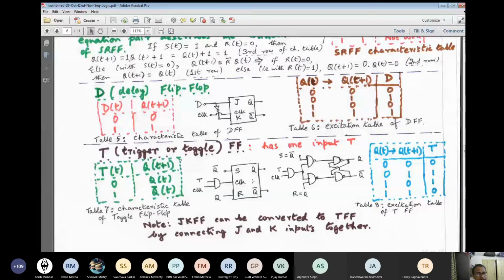So obviously this is the function table. Here also it is a single input T. If it is 0, then there is no change in the output: Qt+1 will be the same as Qt. Otherwise, if T is 1, then Qt+1 will be the reverse of the present state, Q bar.